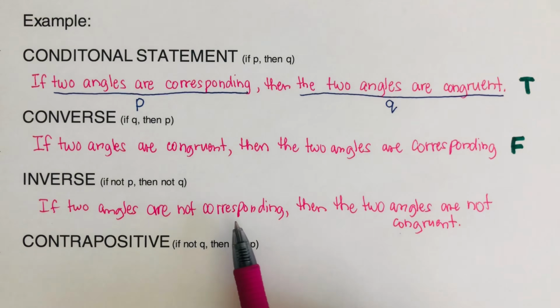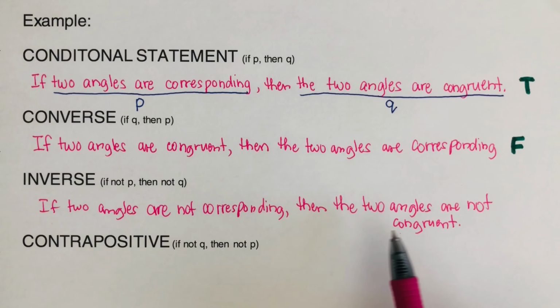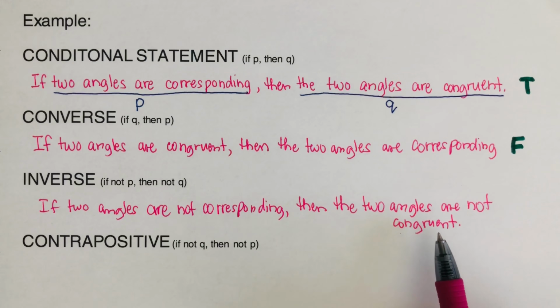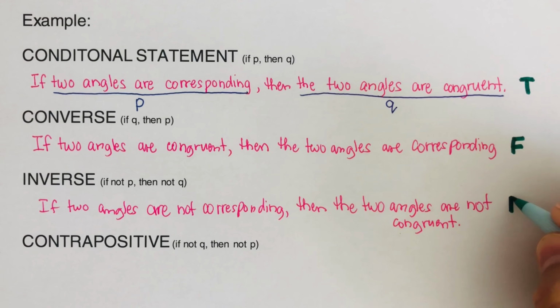So let's say a not corresponding angle is alternate exterior. So it's not corresponding. Does it mean that alternate exterior angles are not congruent? They are congruent. So this statement right here is false.